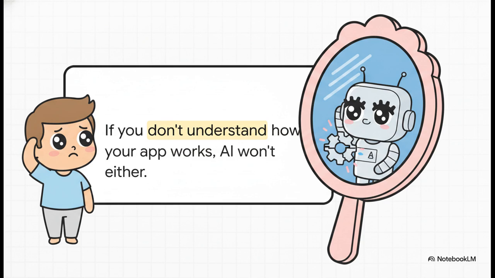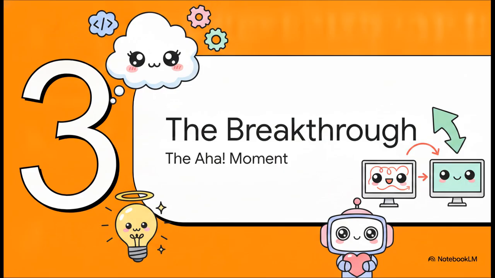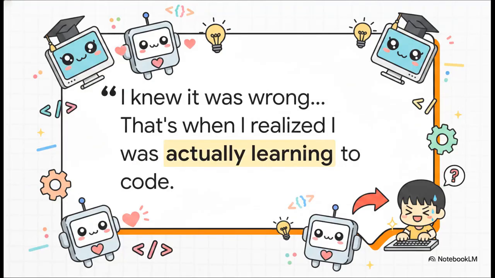AI is basically a mirror. Throw a basic lack of understanding at it, and you're going to get basic broken code right back. Section 3. The breakthrough, that massive aha moment. So one day, the AI spit out a suggestion that was so obviously bad, the creator actually physically rolled their eyes.